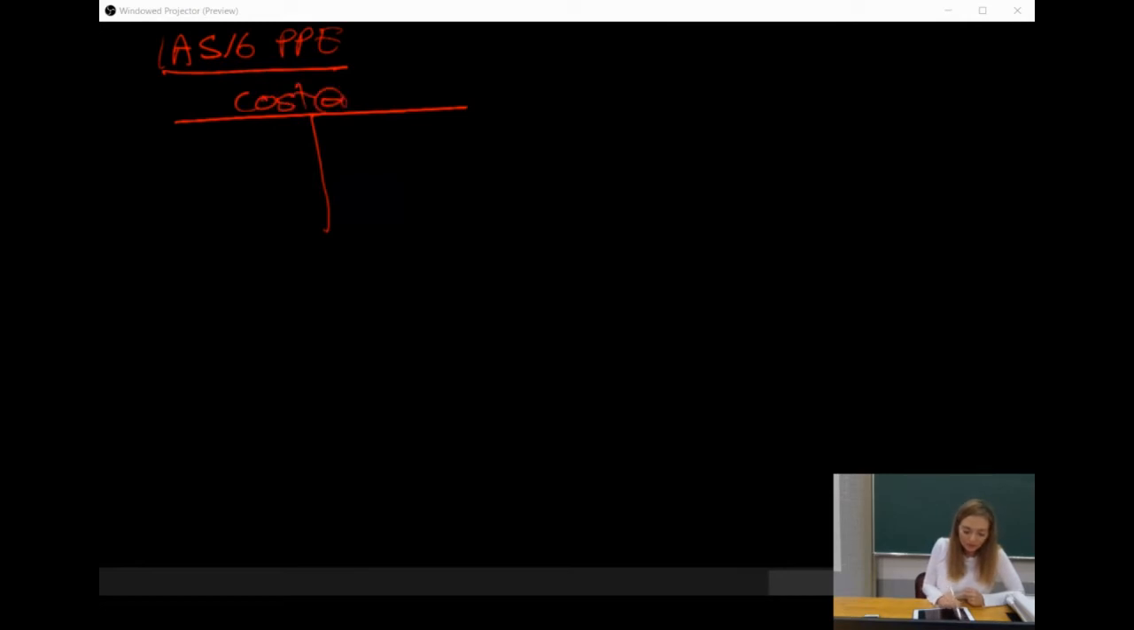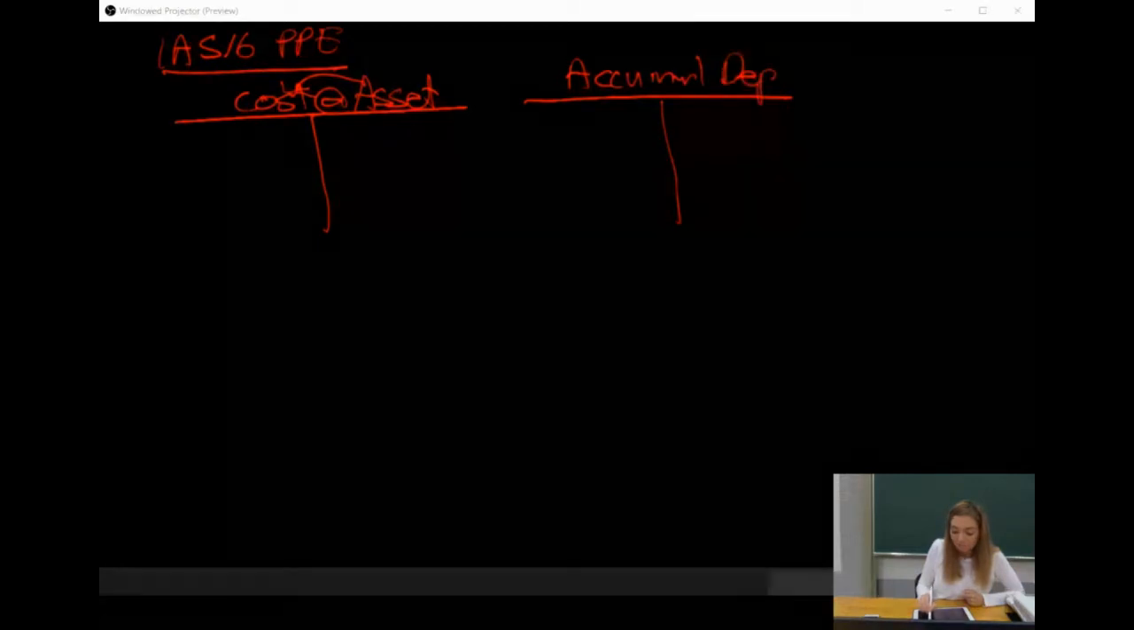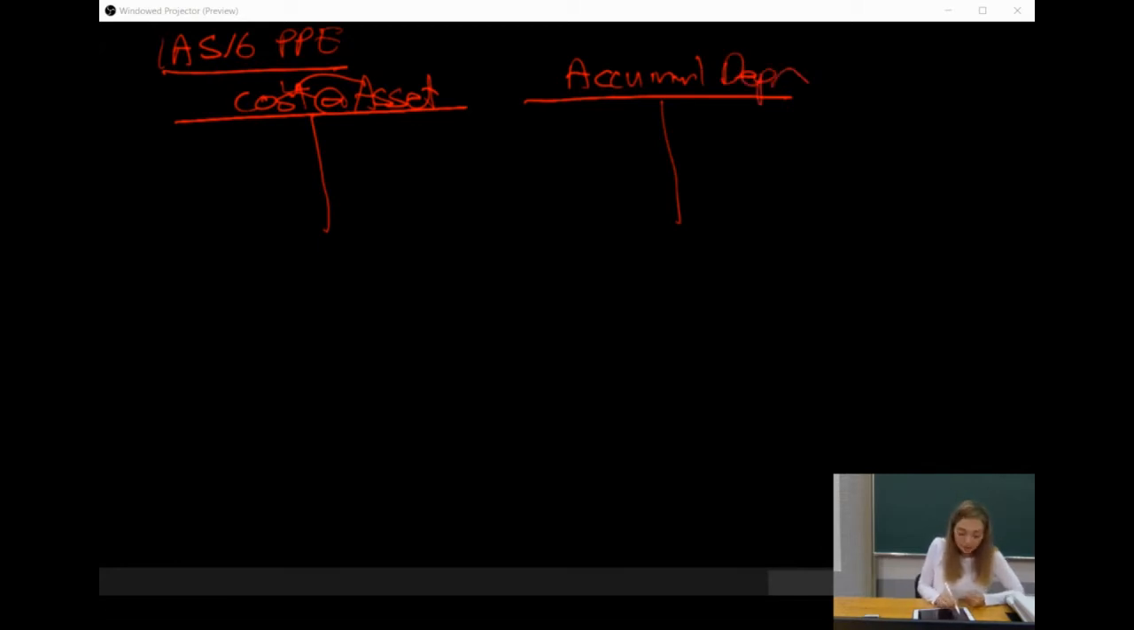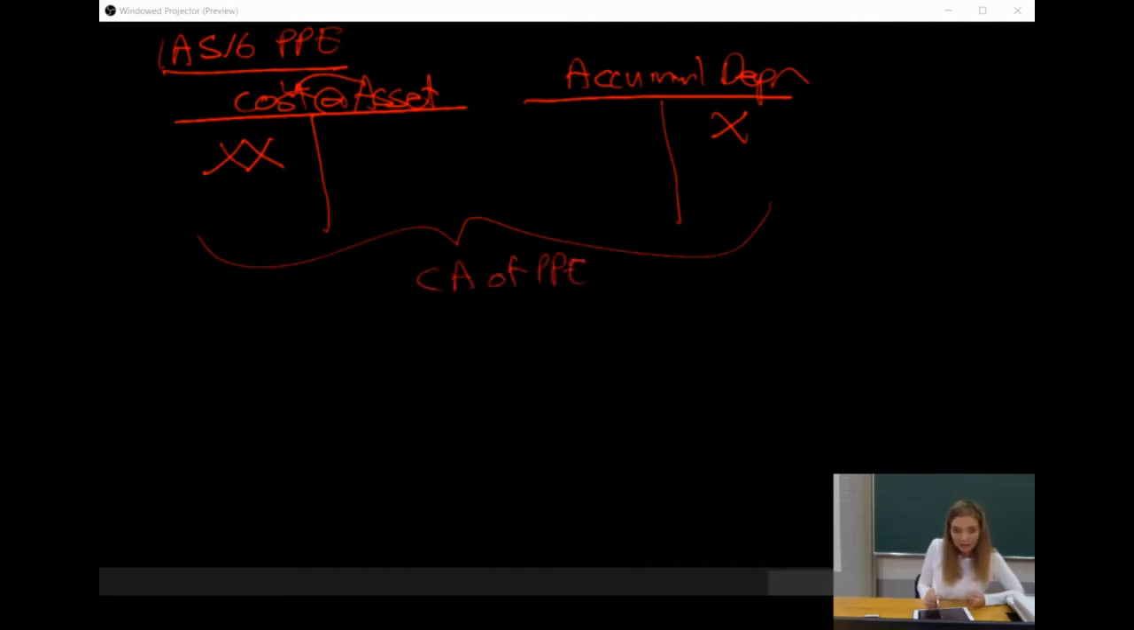So think about it: for IFRS 16 PPE, we have one T account where we have our asset at cost, and then we have another T account, which is our accumulated depreciation. The asset at cost account will always have a debit balance and the accumulated depreciation will have a credit balance, and the net effect of these two gives us the carrying amount of our PPE assets.